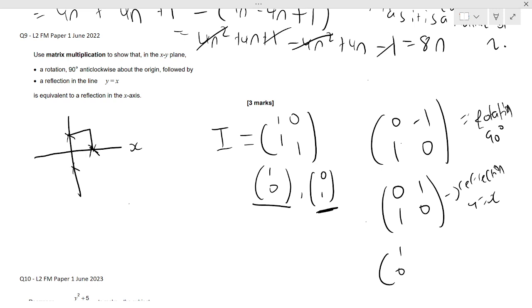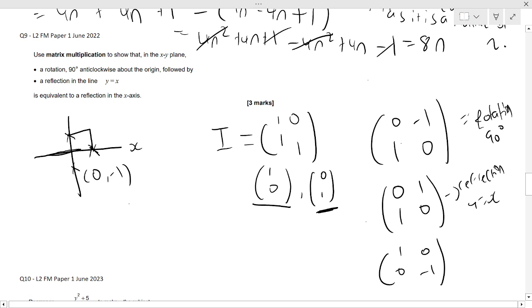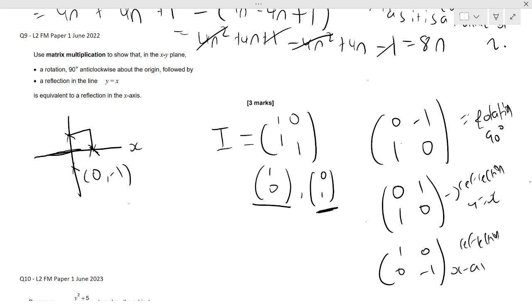And then this next point, 0, 1, is going to go down here, isn't it, if you reflect it in the x-axis. And that point will be 0, minus 1. So it's going to go to 0, minus 1. So that is your reflection in the x-axis, okay?